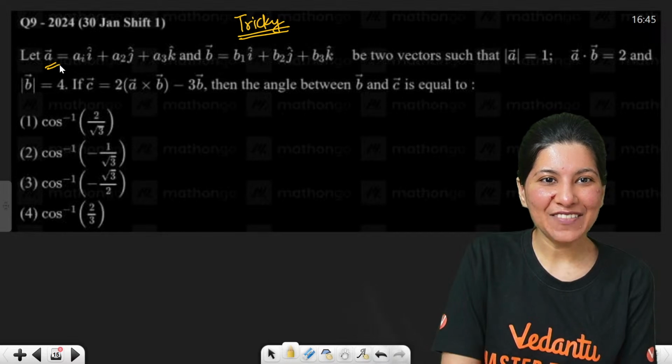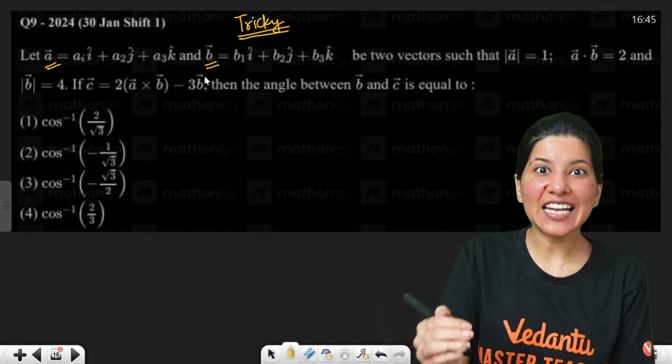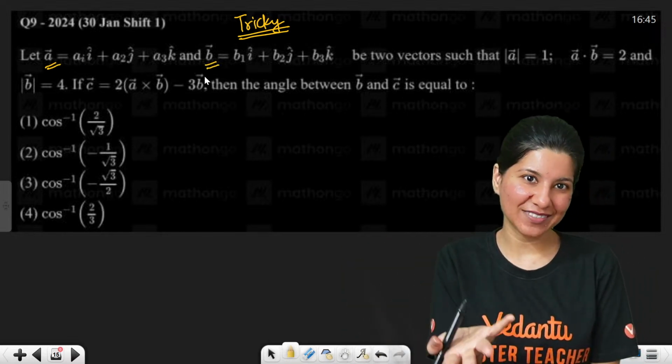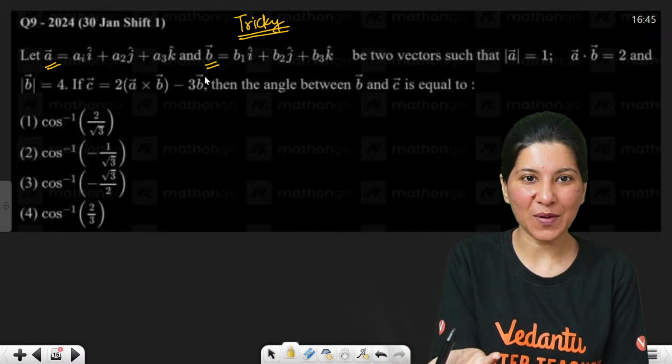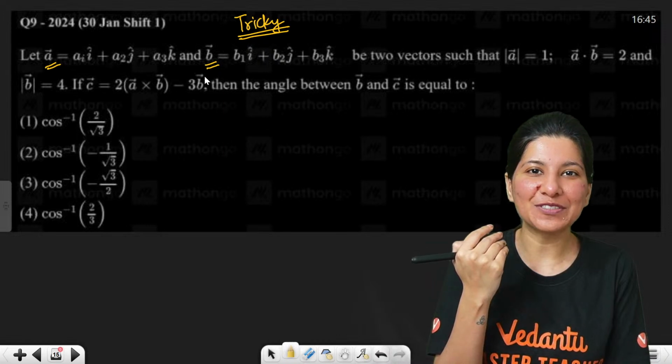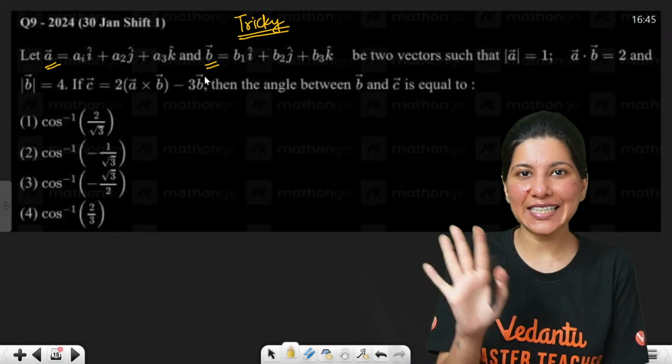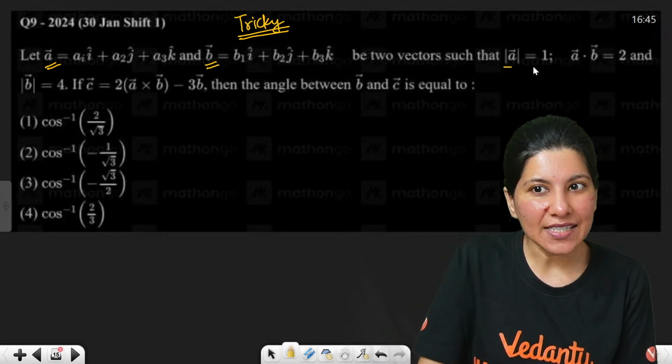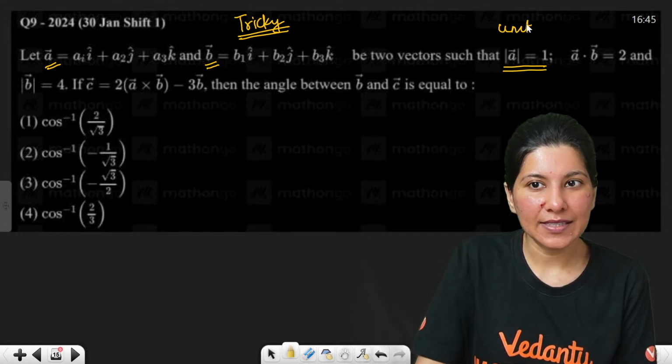A vector, B vector are given but actually not given. A and B vector is missing. Come on. A1, A2, A3, B1, B2, B3. There is no point of giving A and B vector. Basically, these are two vectors. A is a unit vector.